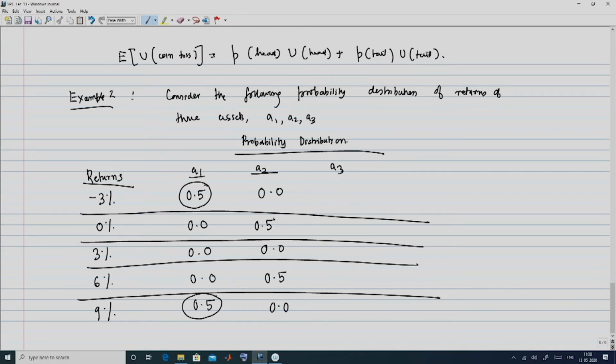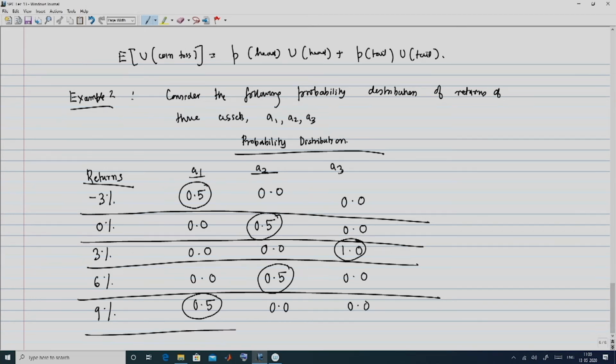And finally, for asset 2, 0% return has a probability of half and 6% return comes with a probability of half. And in case of a third asset, which is a bond, 3% return comes with a probability of 1, and the remaining returns all have a probability of 0.